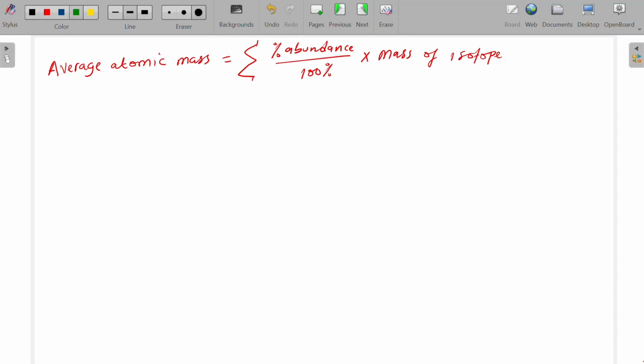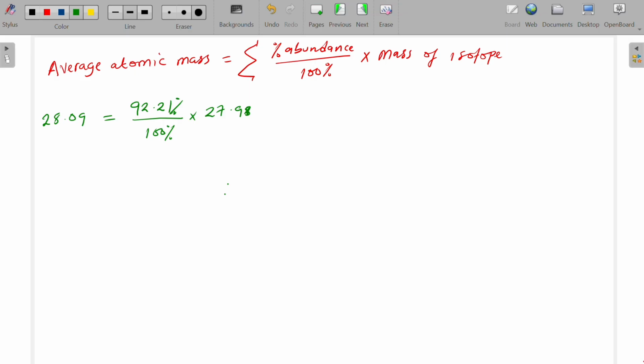All right, so replacing with what we have on the other side, we have 28.09 as the average atomic mass. This will be equal to, for the first isotope, silicon 28, whose percentage abundance we found to be 92.21%. This must be divided by 100%, and then multiplied by its mass, which is 27.98. This is what we are given from the information we have there.